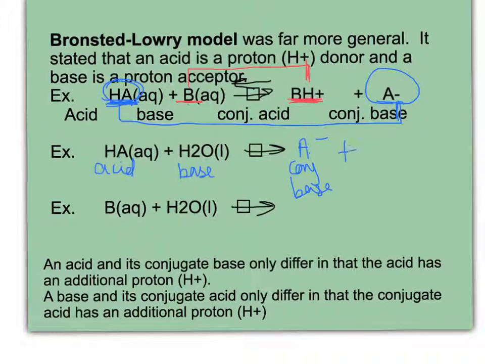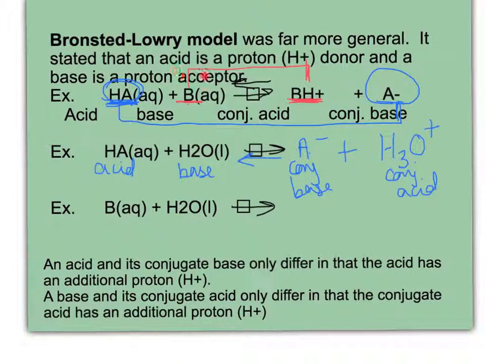Then we have water, which is a base. According to the Bronsted-Lowry definition, a base is a proton acceptor. That means it accepts the H plus that was given off by the acid. And so if H2O accepts an H plus, you'd add H2O and H plus, so you would get H3O plus. So this would be my conjugate acid.